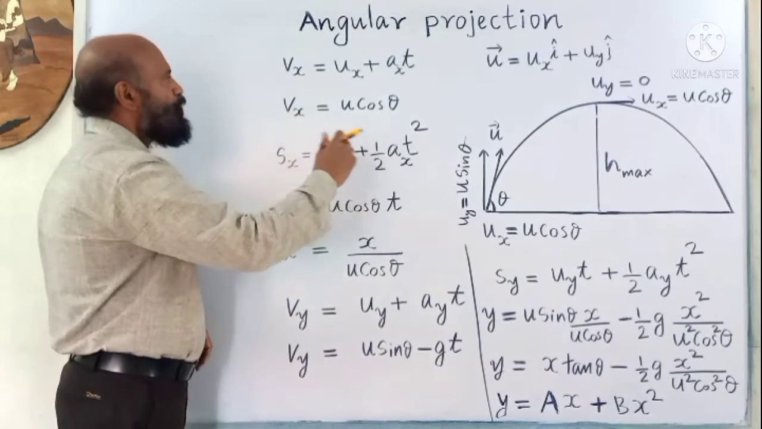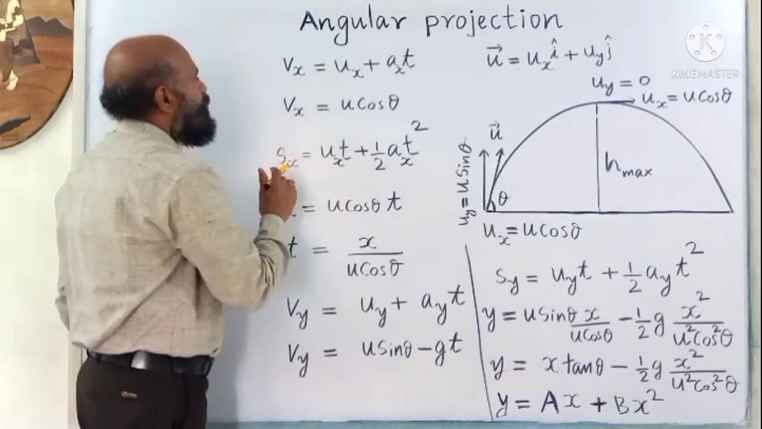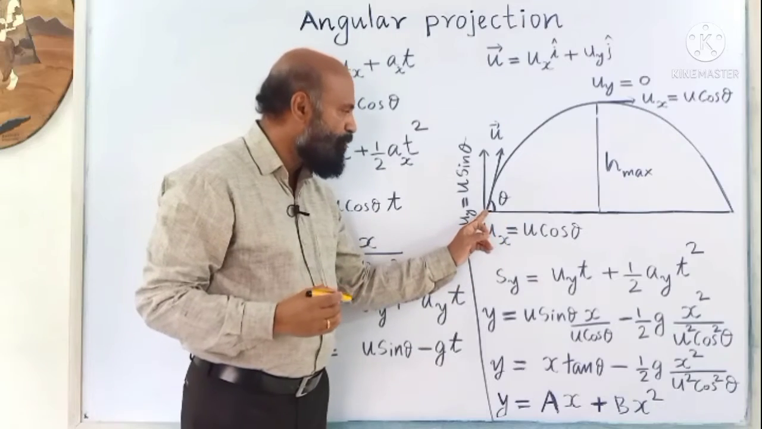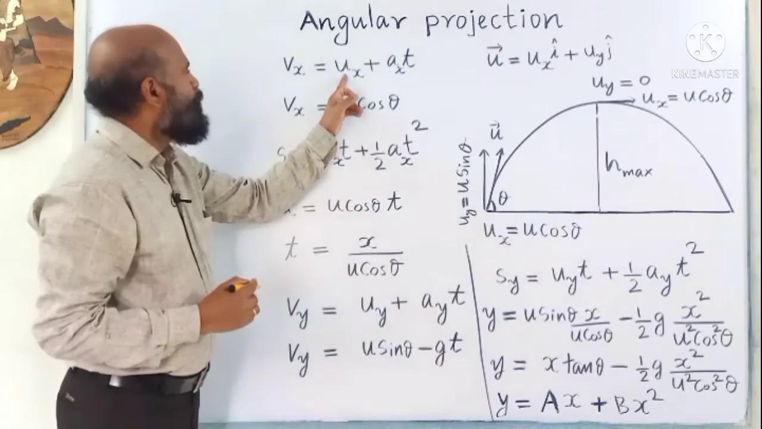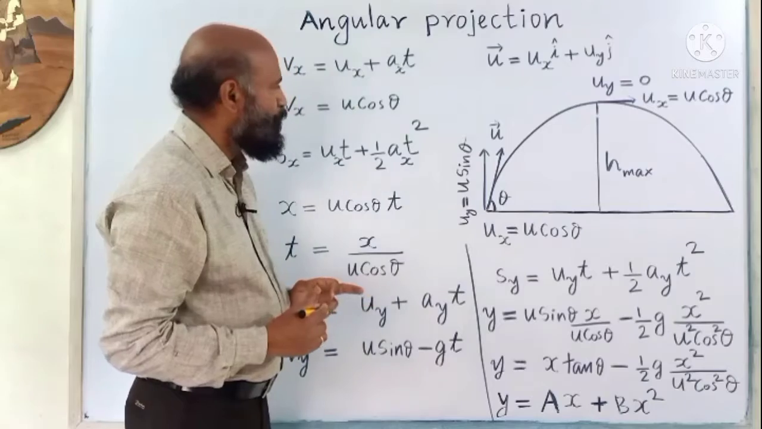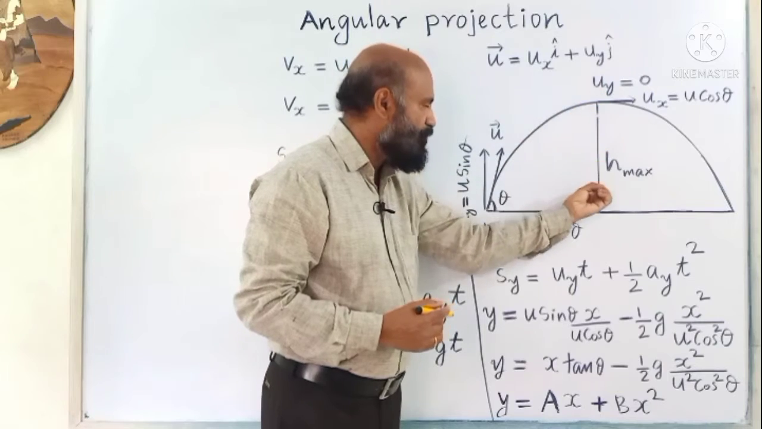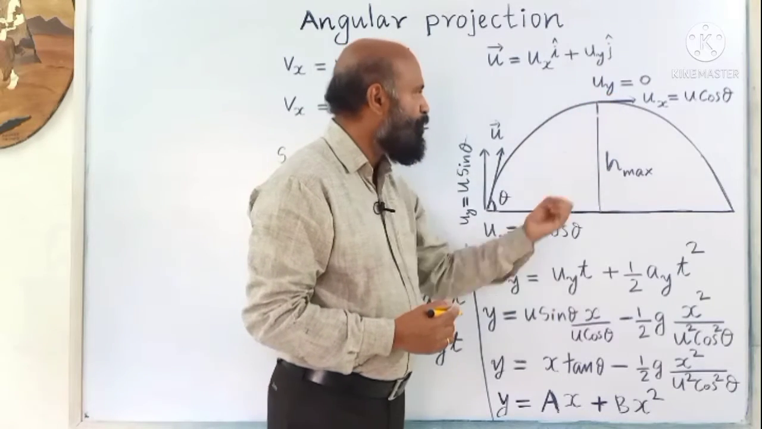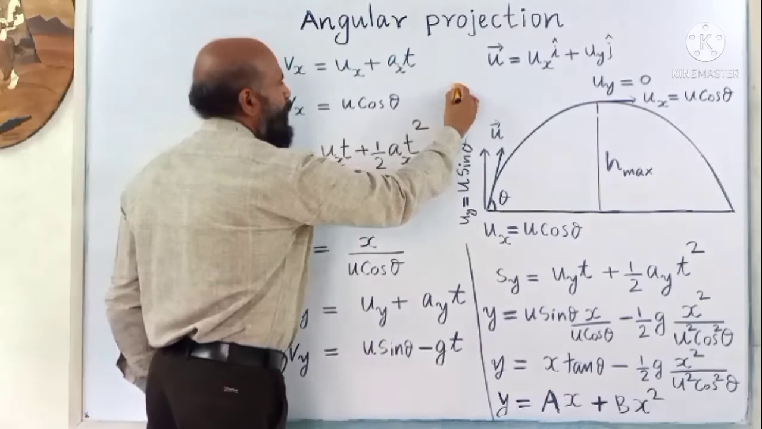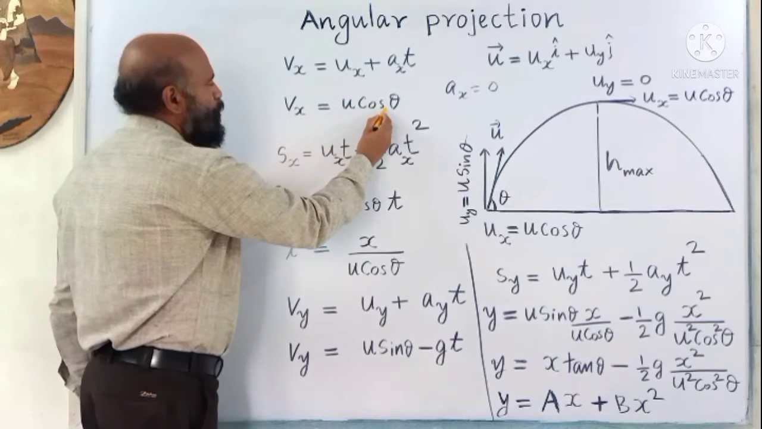First let us see horizontal motion. So we can write vx is equal to ux plus axt. Ux is u cos theta. Initial velocity in the horizontal direction is u cos theta. Acceleration due to gravity is acting along the downward direction. Then acceleration along the horizontal direction is 0. So ax is 0. So ux is u cos theta.